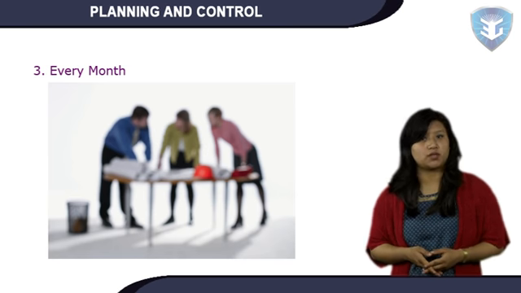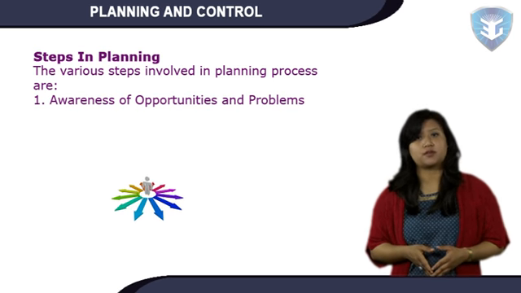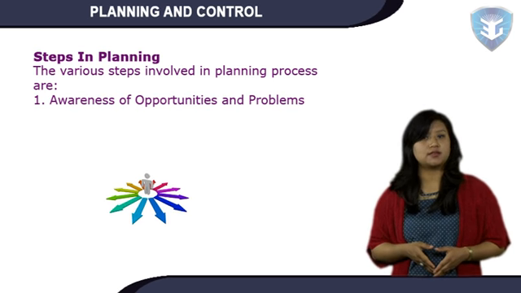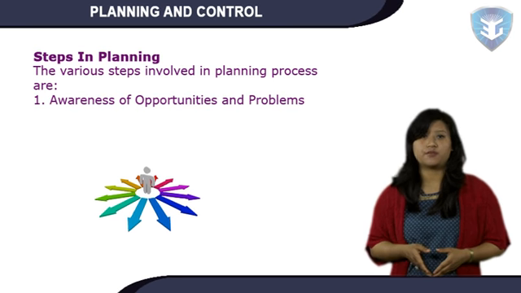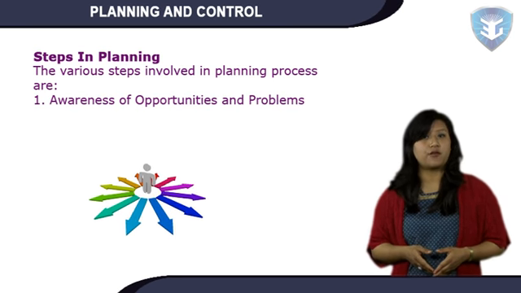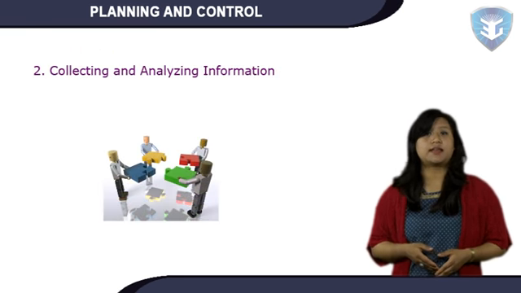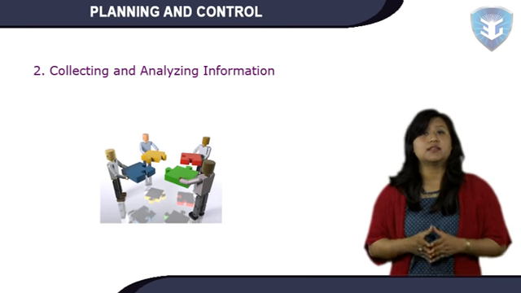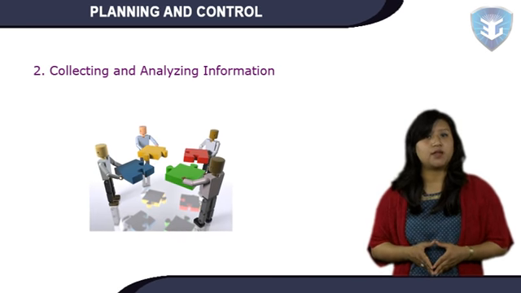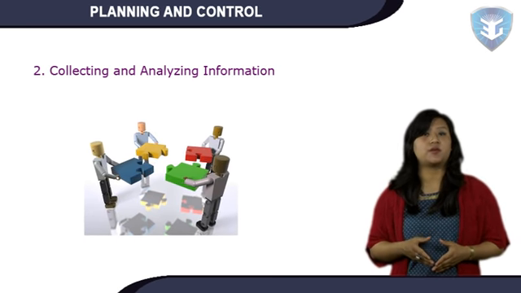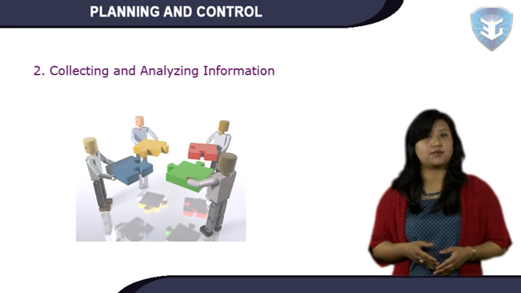Steps in planning. The various steps involved in the planning process are awareness of opportunities and problems. The first step in the planning process is the awareness of business opportunity or the problems to provide for in future. Present and future opportunities must be found out so that planning may be undertaken to take advantage of them. Collecting and analyzing information. The next step is to gather adequate information and data relating to the planning to be made. The facts and figures collected will help in framing realistic plans. Further, the information gathered has to be analyzed for proper interpretation.